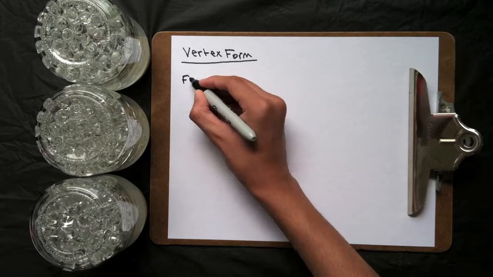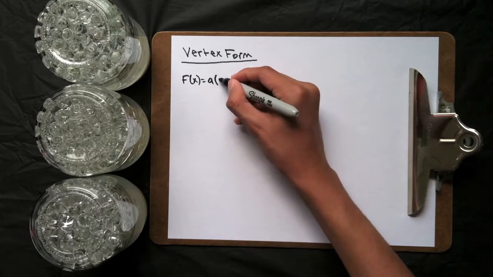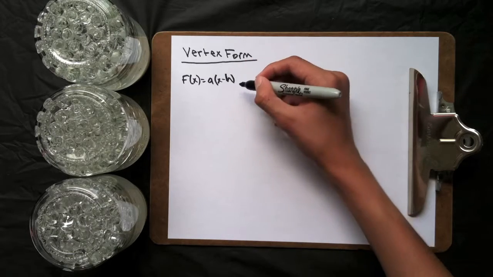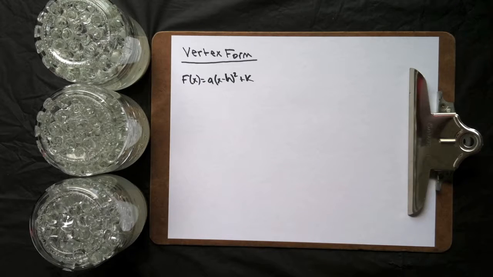So what is the vertex form? The vertex form is f of x equals a, and in parentheses, x minus h, squared, plus k. This is related to the quadratic formula. So let's go over a few things about the vertex form.